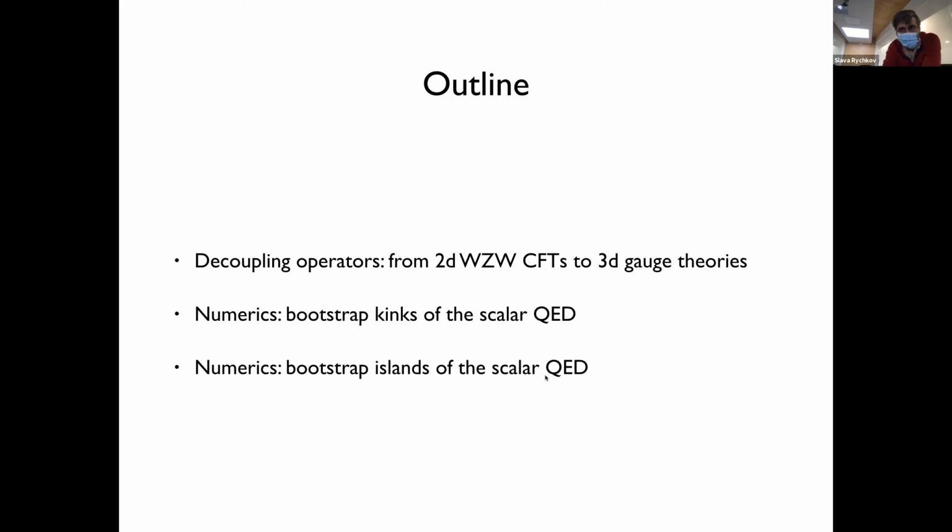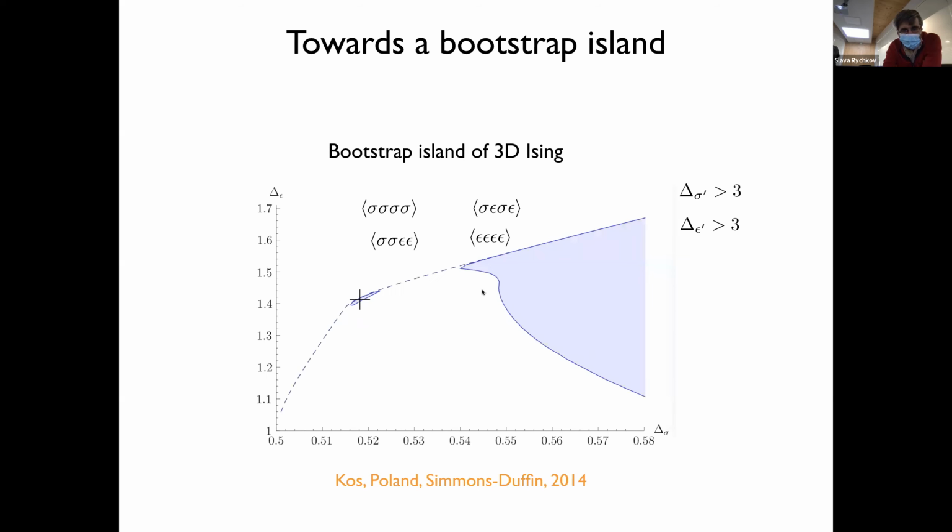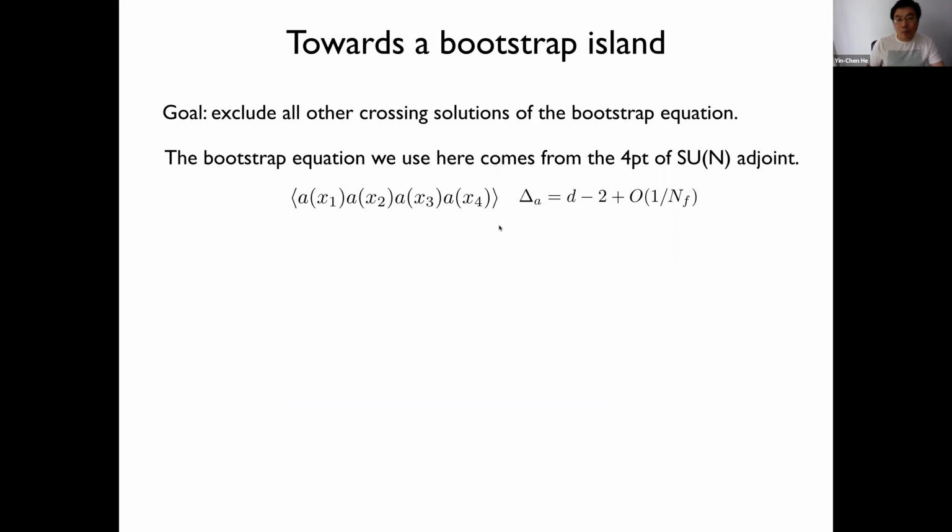Okay. But we all know that for Wilson-Fisher, people can get bootstrap islands by imposing some conditions and considering mixed correlators. The philosophy of getting a bootstrap island is slightly different from getting a bootstrap kink. We know that in order to get an island, what you need to do is to exclude all other crossing solutions of the bootstrap equations. That's how you can get it isolated into an island.